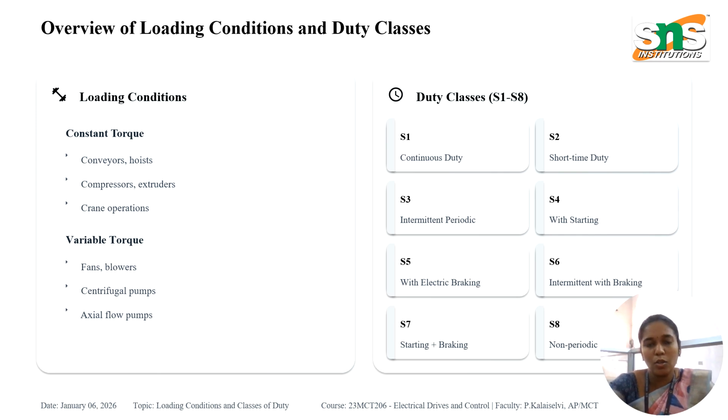In constant torque load, torque remains approximately constant regardless of speed. Examples: conveyor, hoist, compressor and crane operations. These applications require uniform torque throughout the operation. Then variable torque load: in this type, torque varies with speed, typically proportional to speed squared. For example, fans, blowers, centrifugal pumps and axial flow pumps are examples of this second type. An important relationship is that the load is directly proportional to the speed squared. This distinction is very important for motor selection.